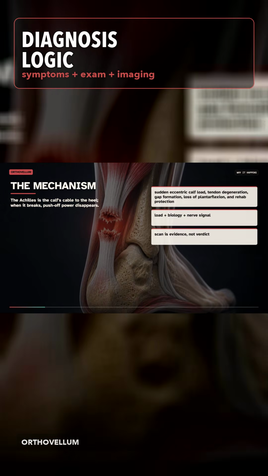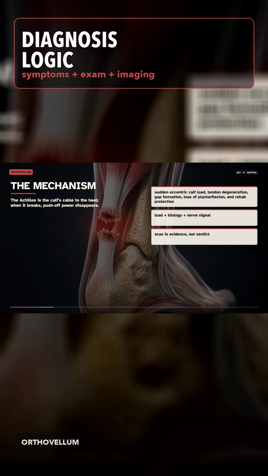The core mechanism is sudden eccentric calf load, tendon degeneration, gap formation, loss of plantar flexion, and rehab protection. This is why two people with similar images can feel very different. Tissue appearance, load, inflammation, nerves, strength, and confidence all interact.